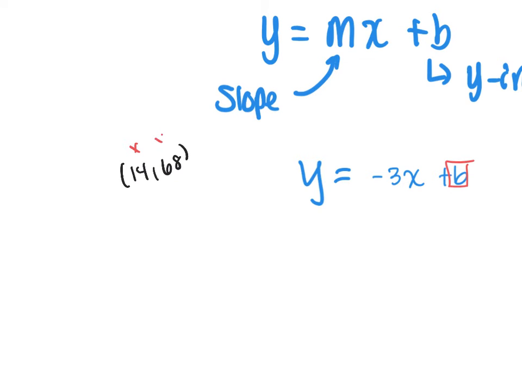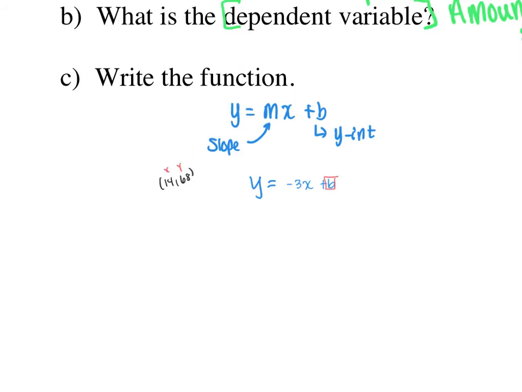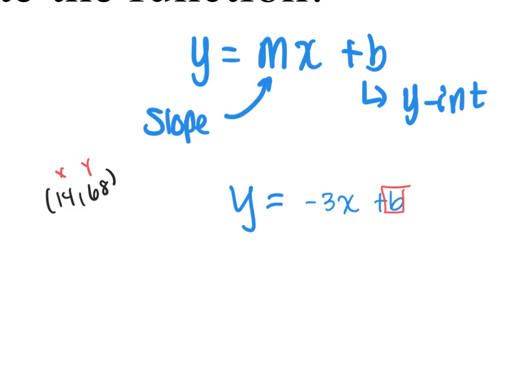Is my x value, 68 is my y value. So everywhere I see an x, I'm going to substitute 14. Everywhere I see a y, I'm going to substitute 68. So I have 68 equals, because that's my y value, 68 equals negative 3 times 14 plus b. When I do the calculation of negative 3 times 14, I get negative 42, so I get 68 equals negative 42 plus b.